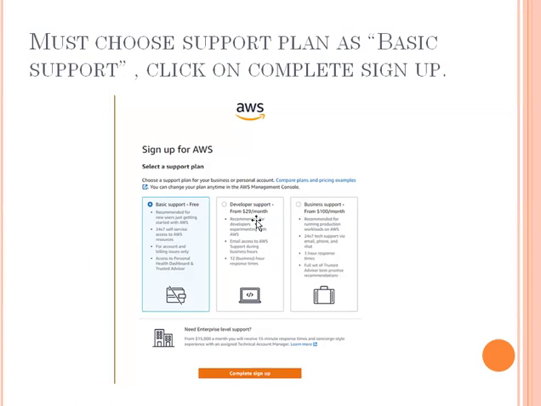If you see the others, developer support is $29 per month, and business support is asking $100 per month. If you need enterprise level, then you need to pay $15,000 per month. So like this, the charges will be. You need to choose the basic support plan so that your account will be created. Now, after this, you have your email and password that you set in the first step, ready for you to log into the AWS Management Console, and you can use the services provided by AWS.